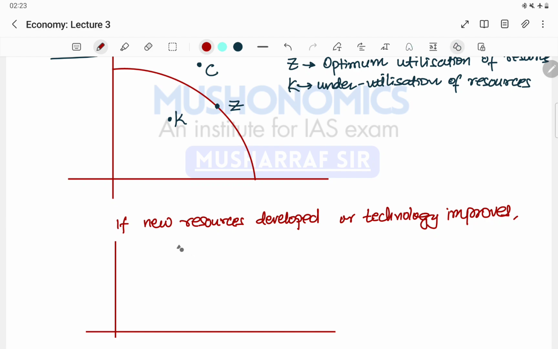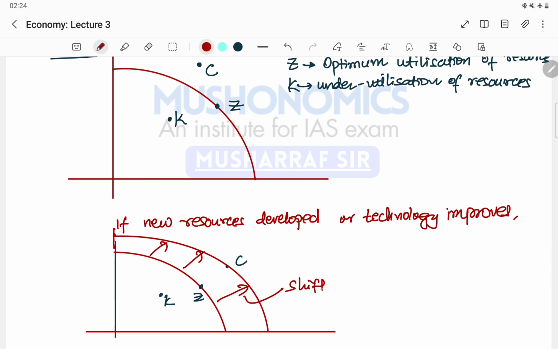Production capacity will increase means what? Now if I was able to produce like this, for example, this was my point K, this was my point Z, and this was my point C. Because of improvement of technology, I will be able to produce like this. This is the shift in PPC that is happening here. Shift in PPC.